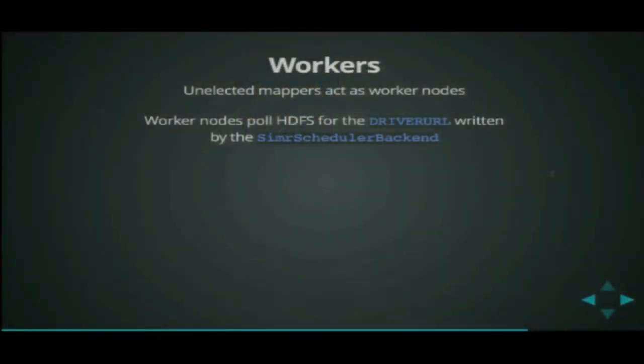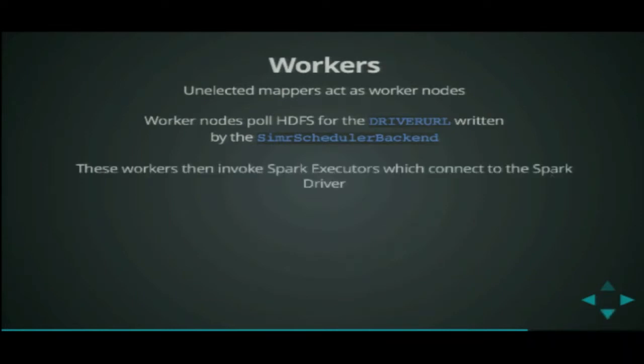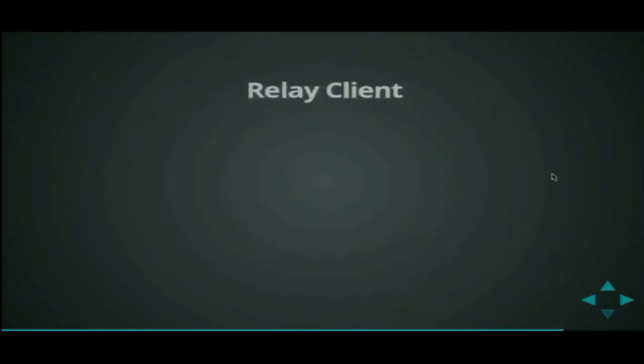So this is where we get to workers. The unelected mappers act as the worker nodes. Worker nodes poll the HDFS for the driver URL that was written previously by the backend scheduler. These workers then start Spark executors that connect to the driver, and your job should proceed from there.